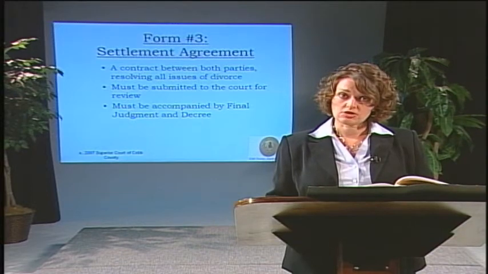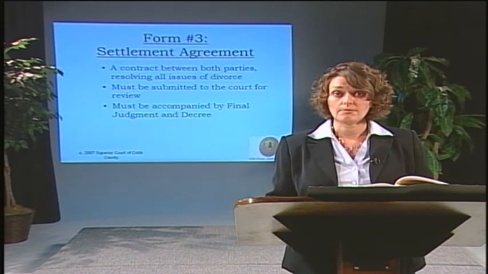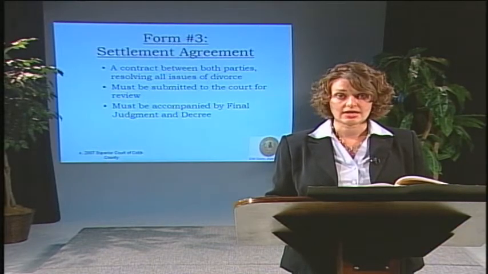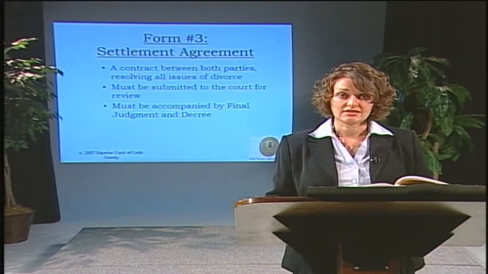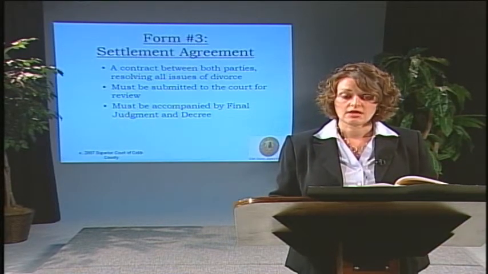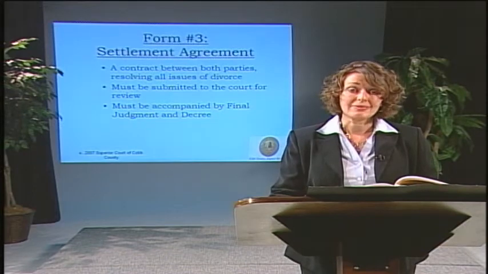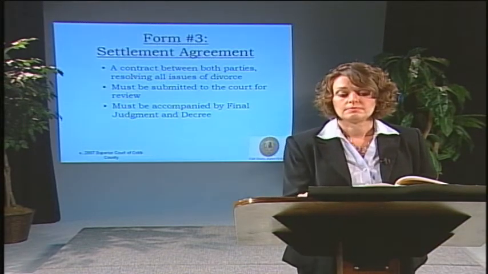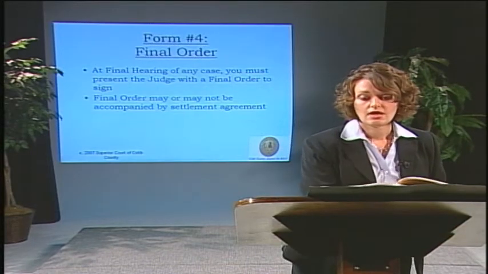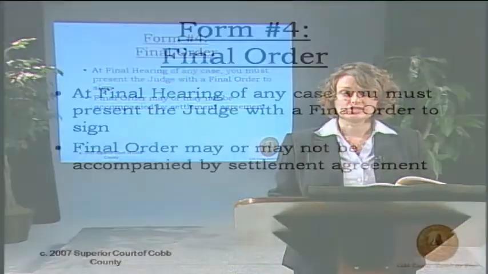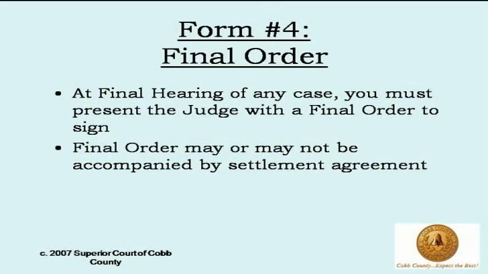Once you've agreed on the settlement agreement and signed it, it does not become your divorce decree until you present it to a judge and the judge has accepted it and approved it, and it becomes incorporated into a final judgment and decree. The final judgment and decree must accompany the settlement agreement, otherwise you're not divorced. So the final order is the document that the judge signs to make you divorced, or in any case, to make the court case over.